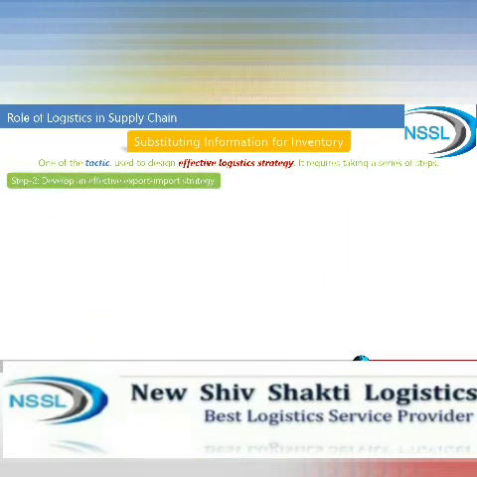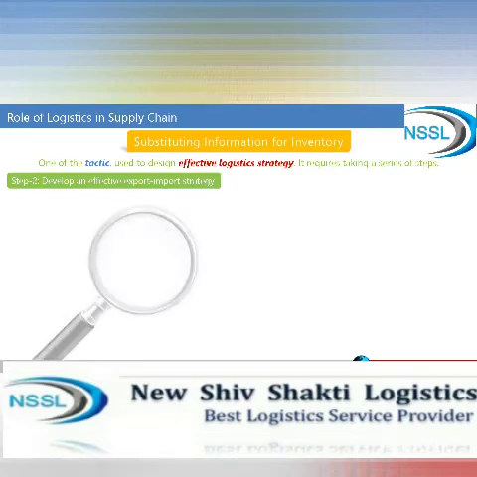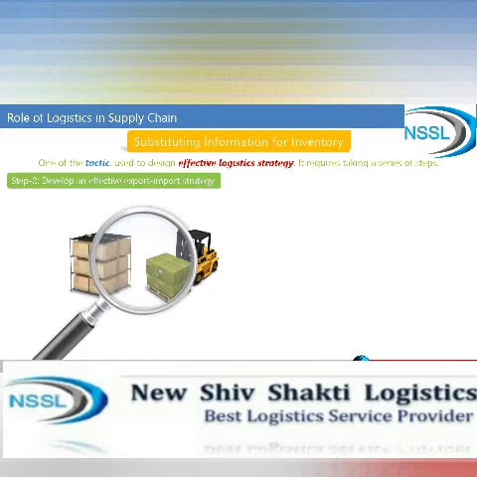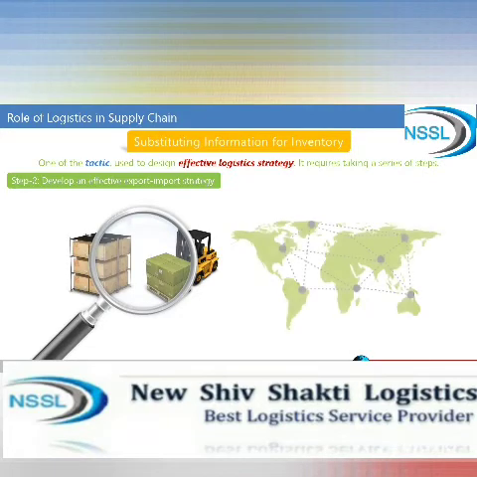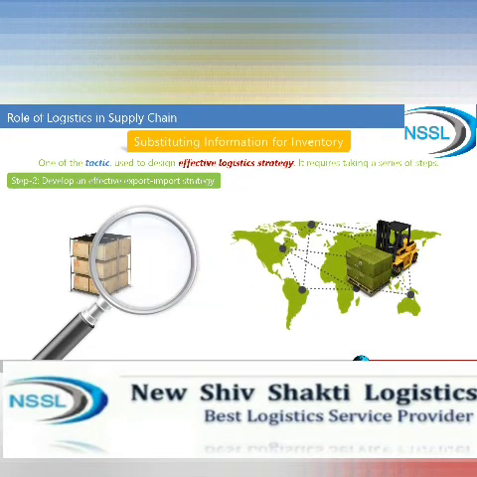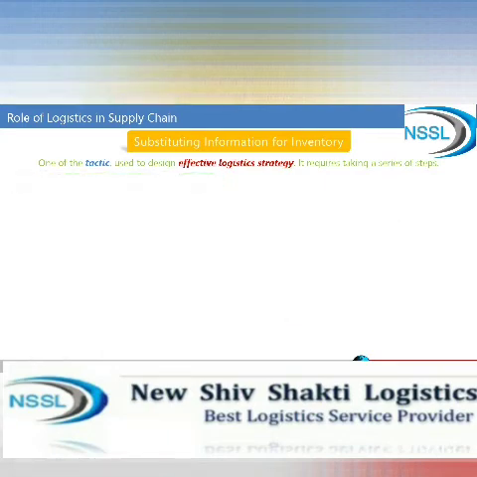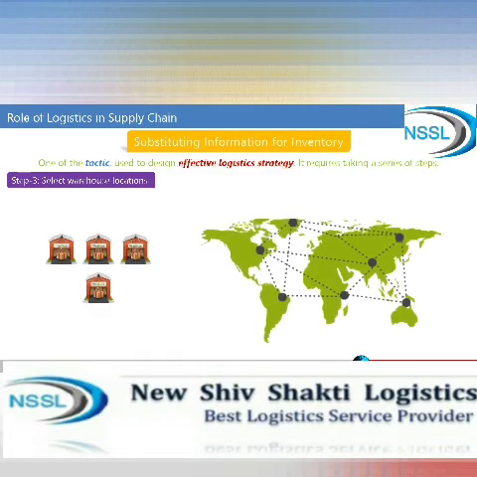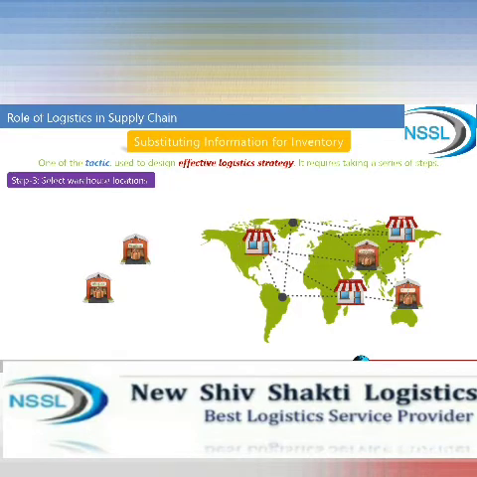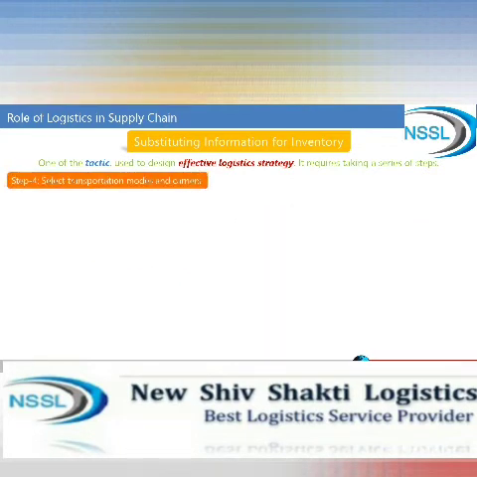Step 2. Develop an effective export-import strategy. Determine the volume of freight and units that are imports and exports, and decide where to place inventory for strategic advantage. Step 3. Select warehouse locations. Determine the number of warehouses, calculate optimal distance from markets, and establish the most effective placement of warehouses around the world. Step 4. Select transportation modes and carriers.